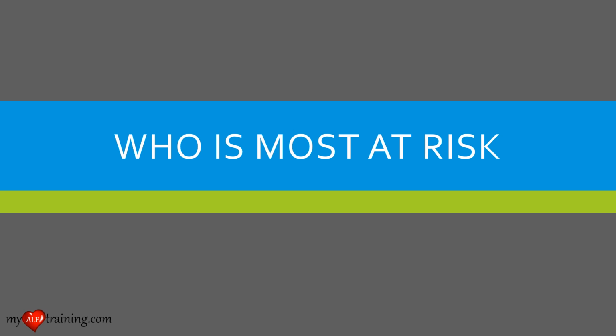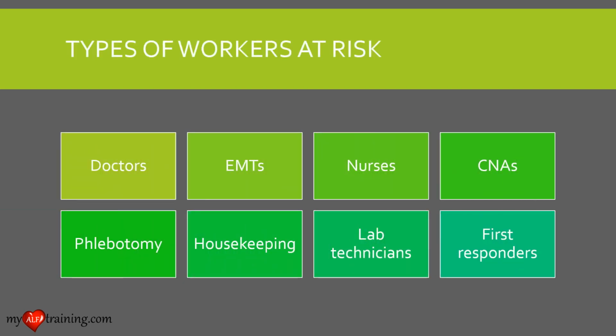So, who is most at risk from bloodborne pathogens? There are many occupations that put employees at risk for bloodborne pathogens. Within the healthcare industry, types of workers that are at risk include but are not limited to doctors, EMTs, nurses, CNAs, phlebotomists, housekeeping, lab technicians, and first responders.